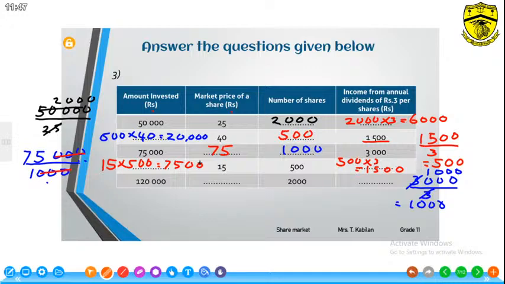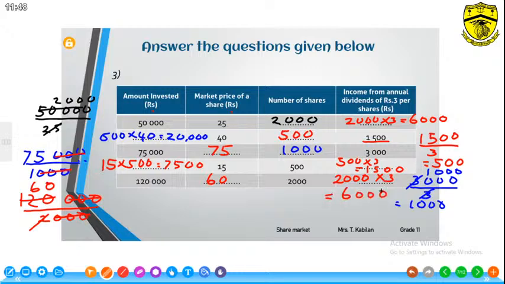Last one, amount invested and the number of shares are given. So here from these two we can find the market price of a share easily. So how do you find the market price of a share? Divide the 120,000 by 2,000. Right, 30 and 30 cancel out, and 2 into 6 times 12. So rupees 60 is the market price of a share. Here number of shares is given, and also dividend per share is given. So how do we calculate the income? So multiply the number of shares by dividend per share, that is equal to rupees 6,000.